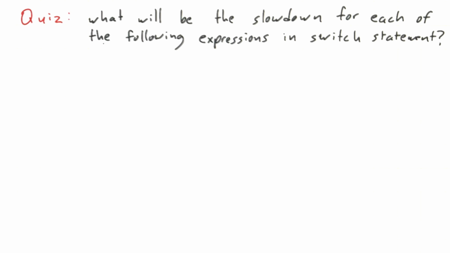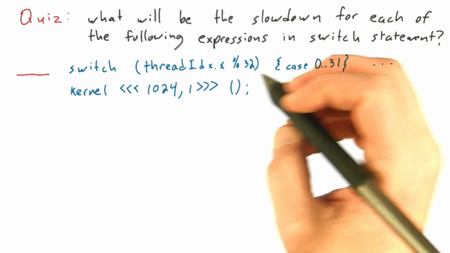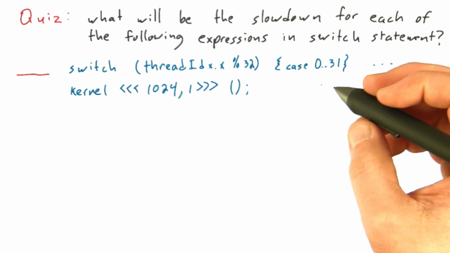Okay, so let's explore this with a quiz. I'm going to give you a bunch of switch statements, and we're going to pretend that they're in a kernel, and that all of the cases of those switch statements take an equal amount of time. Okay, so I'll do the first example to explain the format that I'm looking for.